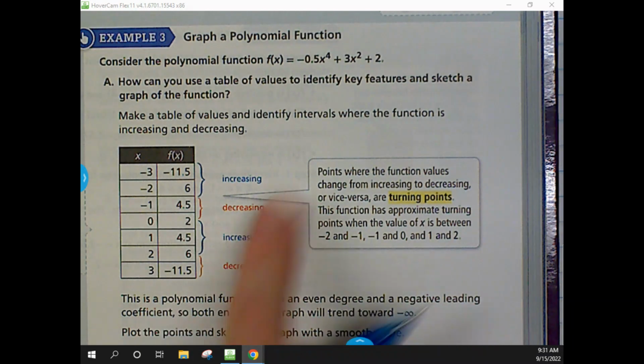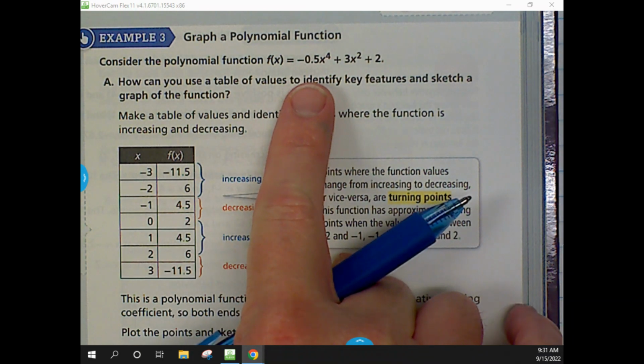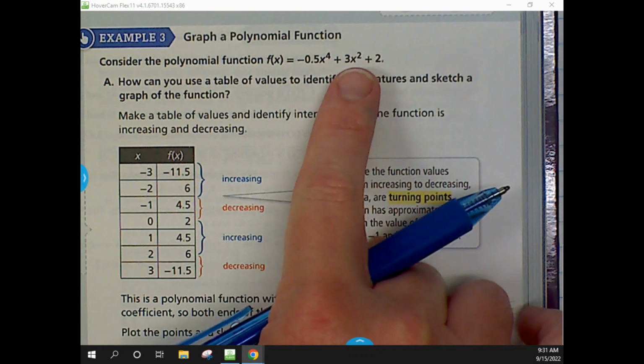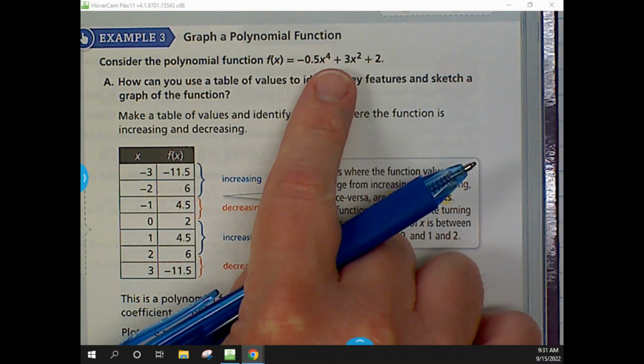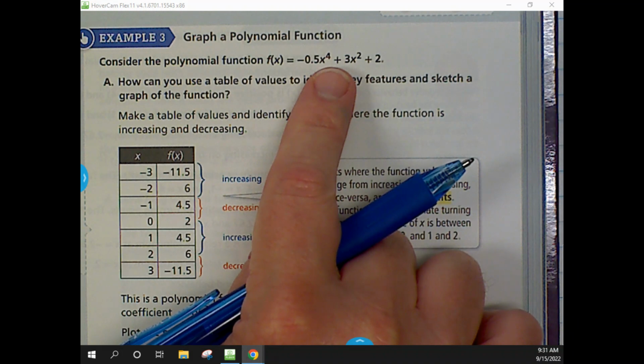So in this case, and we're not quite ready for this yet, but we're going to get there, you've got negative 0.5x to the fourth plus 3x squared plus 2. The most turning points you could have for this one would be 3 because the degree is 4, and 4 minus 1 will get you 3.